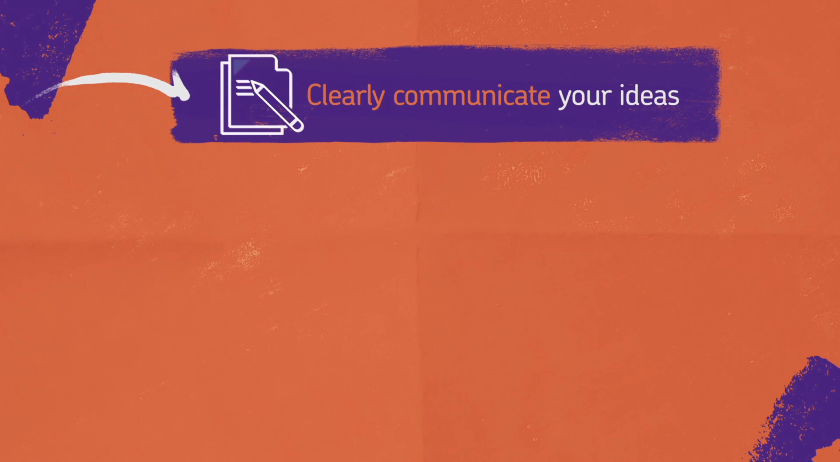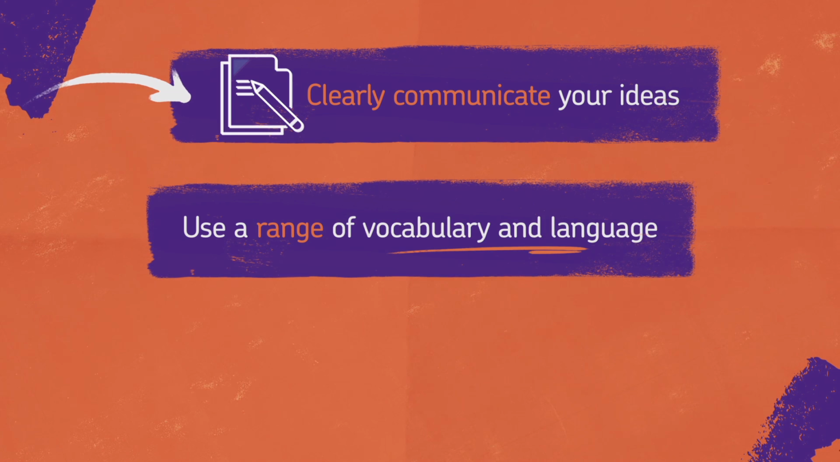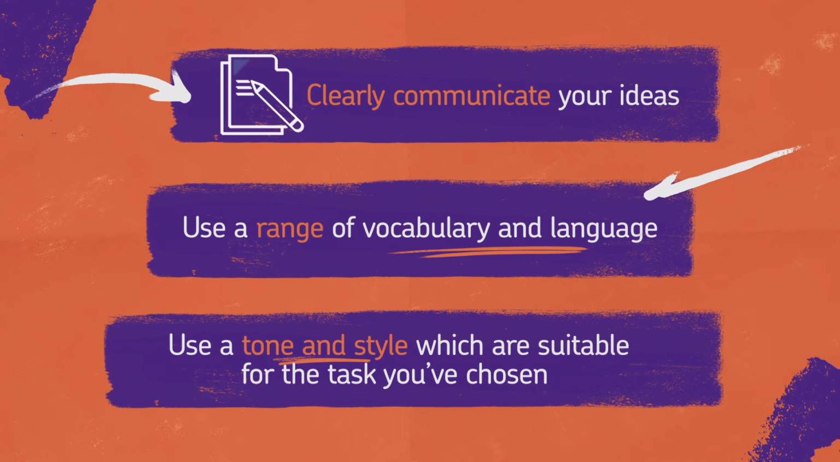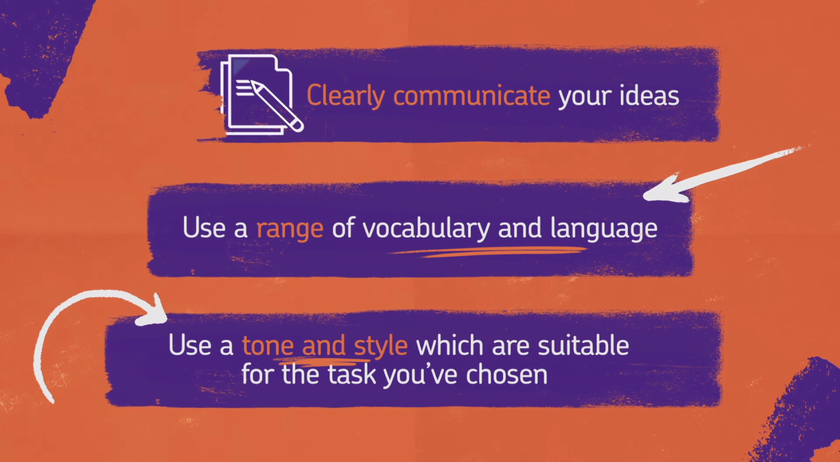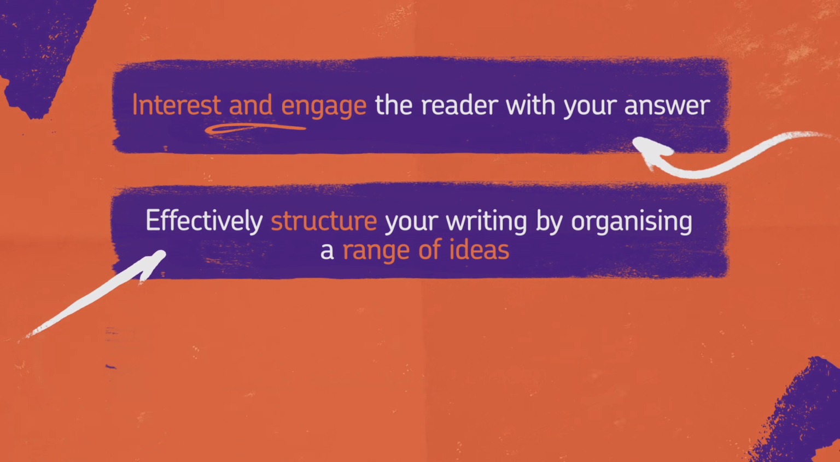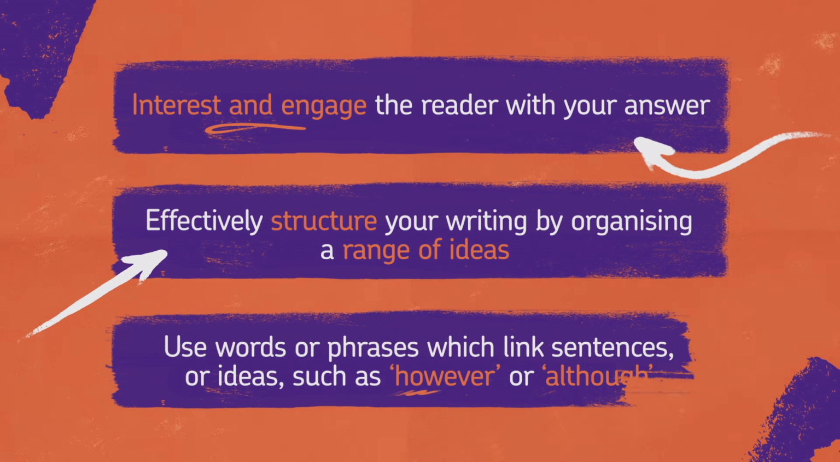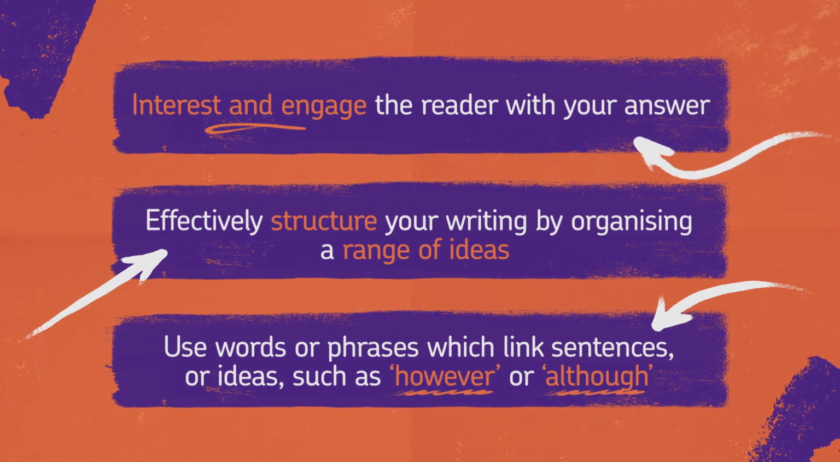For this question, 24 marks are available for the content and organisation of your answer. You should clearly communicate your ideas, use a range of vocabulary and language, use a tone and style which are suitable for the task you've chosen, interest and engage the reader with your answer, effectively structure your writing by organising a range of ideas, and use words or phrases which link sentences or ideas such as however or although.